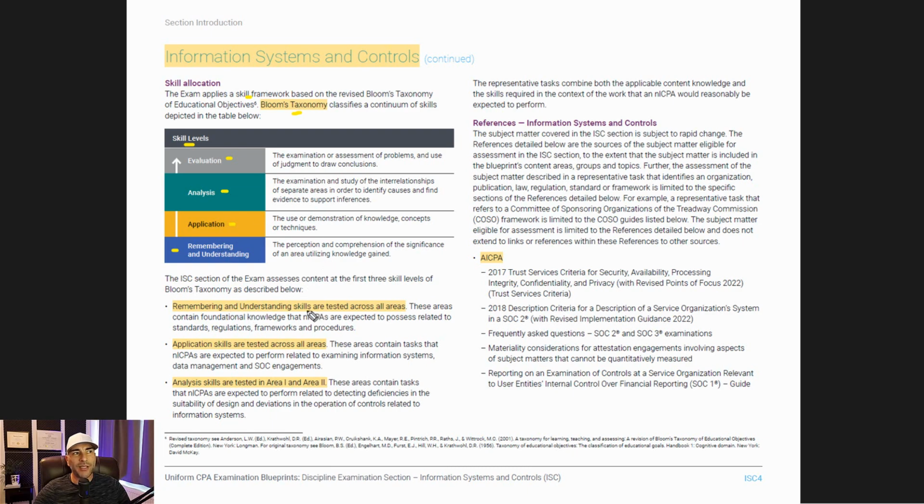So for remembering and understanding skills, these are going to be tested across all areas of the ISC exam. For the application skills, these are going to be tested again across all the areas of the ISC exam. And for the analysis skills, these are going to be tested in Area 1 and Area 2 of the ISC exam, which we're going to go over now.